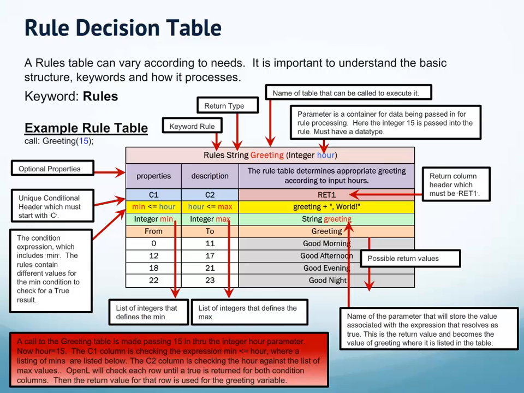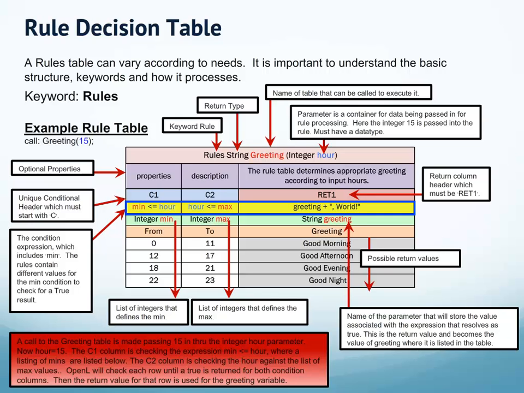So after you've put in the correct syntax to identify conditions and return values, the next row is where you could write your conditional expression. This is the logic that you might run during checking this condition. In the example, condition 1's expression is min <= hour. Well, min is going to be defined below in that conditional column.